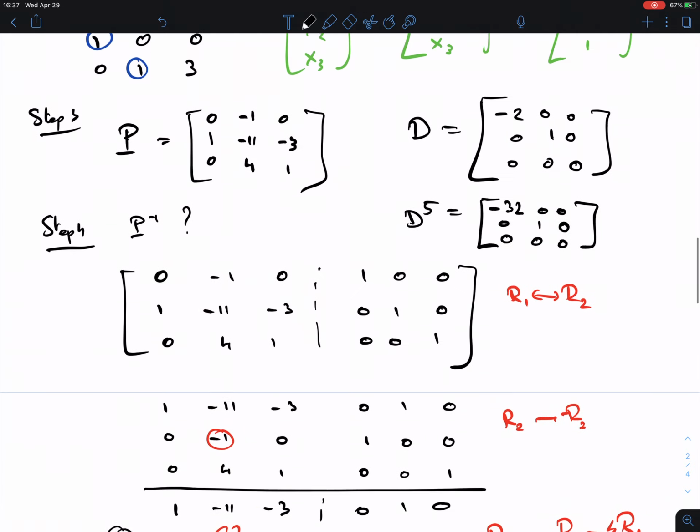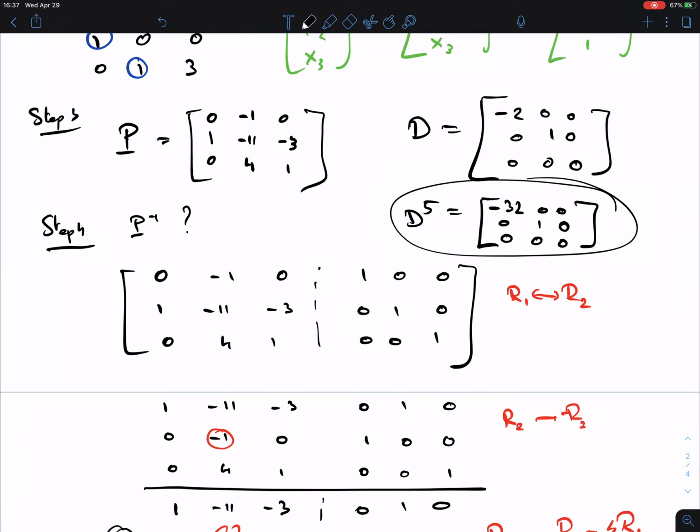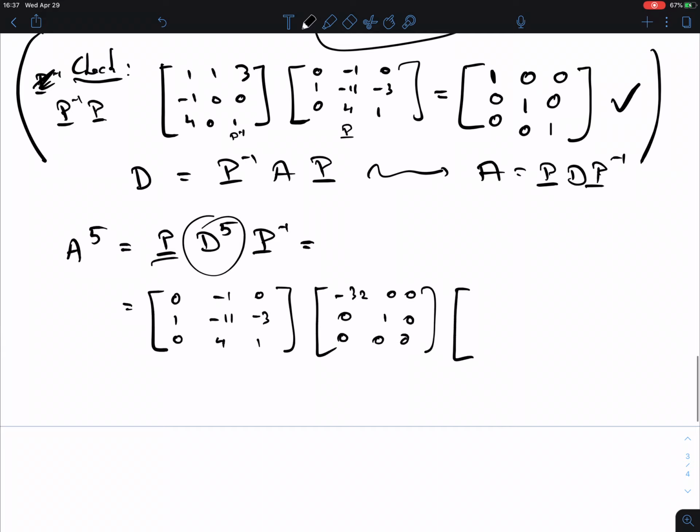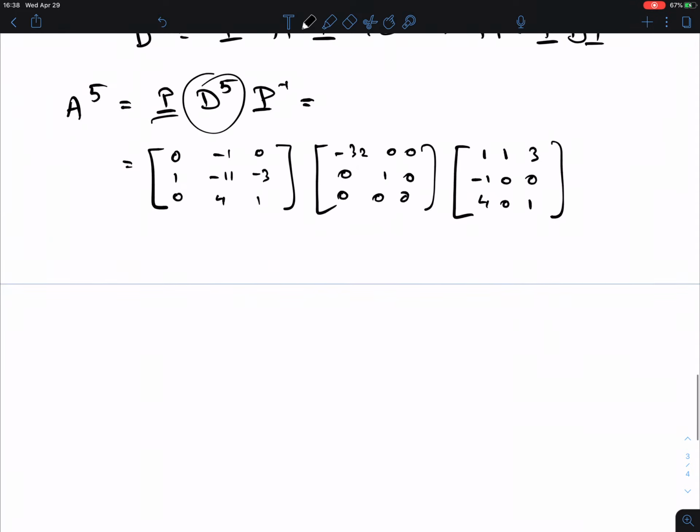Just scroll back, right? This is what we calculated here. And then P inverse, that was the guy on the left here, that was this guy. See, I can show you my laser pen now. And then we get 1, 1, 3, minus 1, 0, 0, 4, 0, 1. Okay, let's work this out.